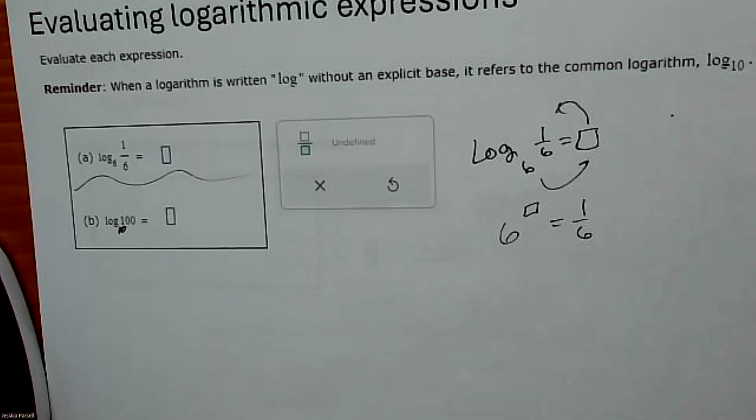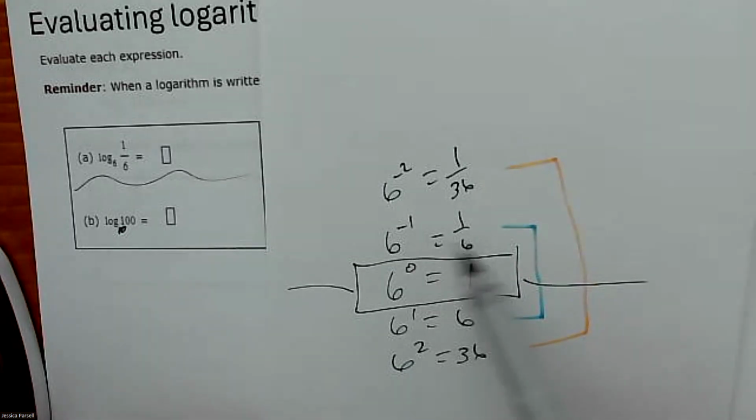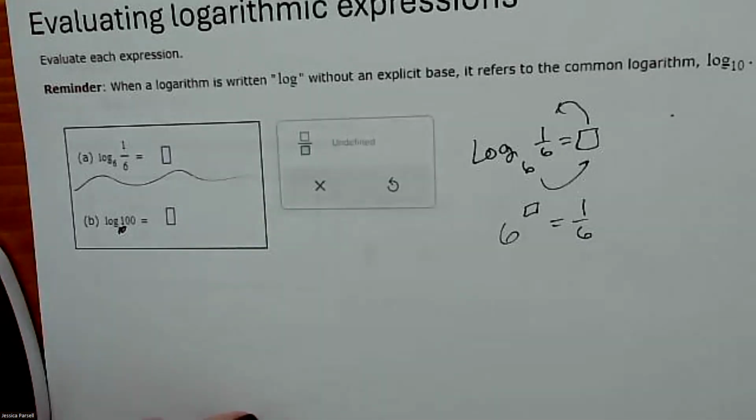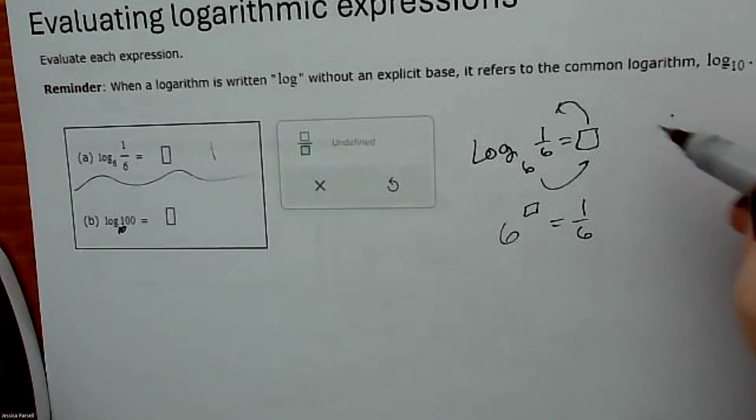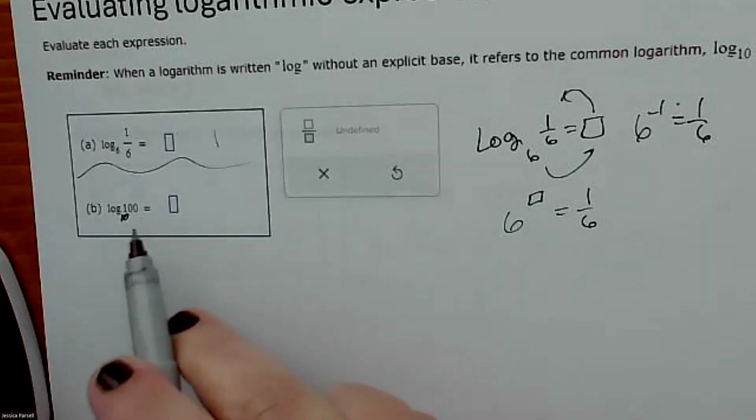So because we know that 6 to the negative 1 is 1/6, we can say that the answer is -1 here, because 6 to the negative 1 is 1/6. How about this one here?